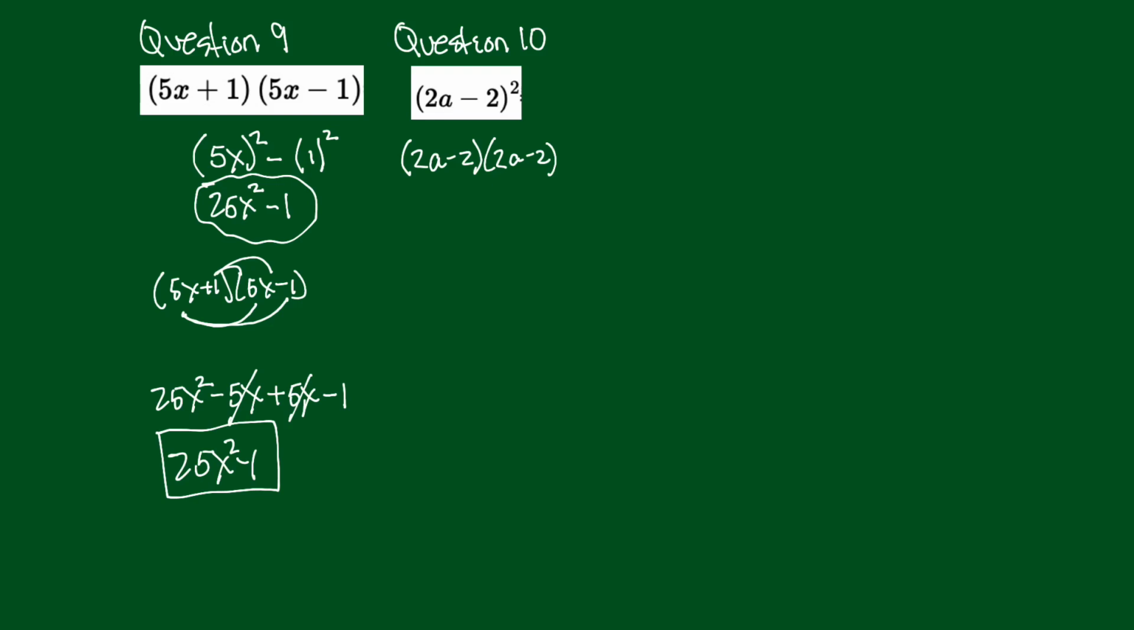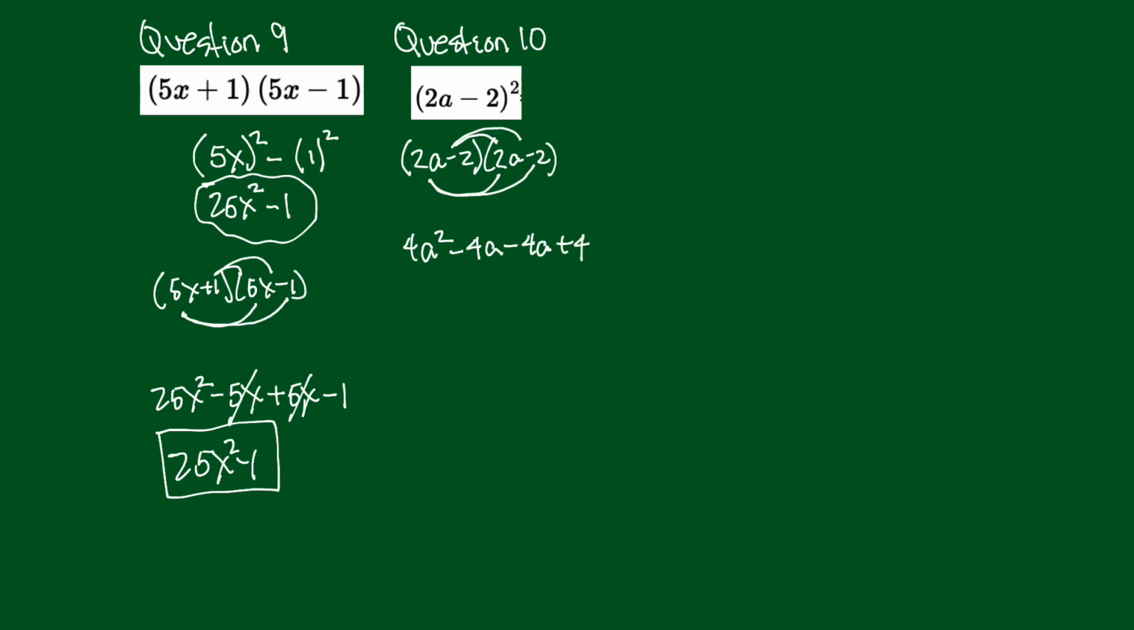Now, multiply all the way through. So start with a 2a. 2a times 2a, 4a squared. 2a times negative 2 is just negative 4a. Now, we've taken care of this one. I've multiplied this all the way through. Now move over to this one. Multiply it all the way through. So negative 2 times positive 2a is negative 4a, and then negative 2 times negative 2 is positive 4.